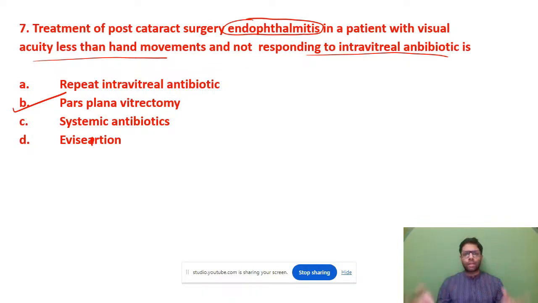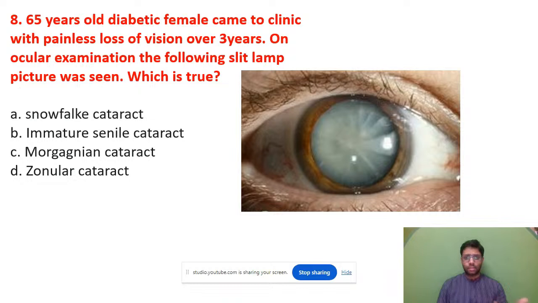If cornea and sclera are involved, for example, it's written that the cornea is cloudy, there are corneal infiltrates, or the sclera has necrosis, meaning panophthalmitis is there, then the answer is still systemic antibiotics. If it is not resolved and a painful blind eye results, then it is evisceration. Systemic antibiotics have no role in endophthalmitis. So that's the answer.